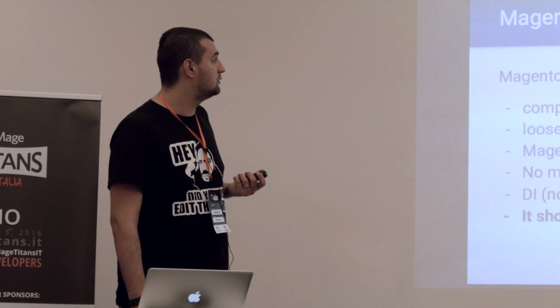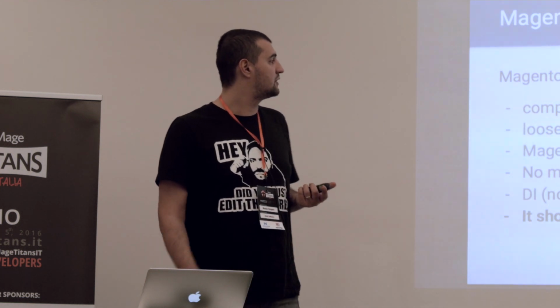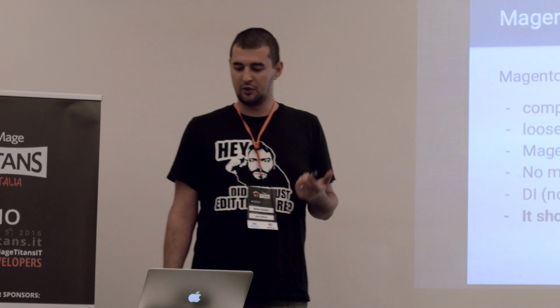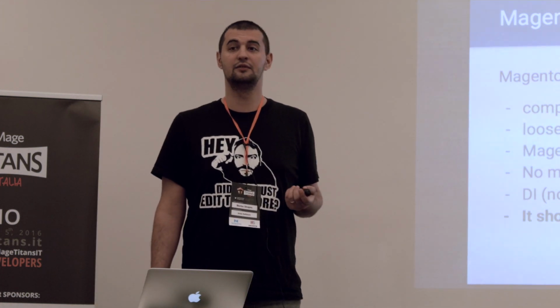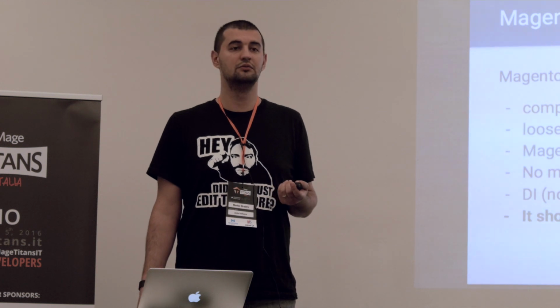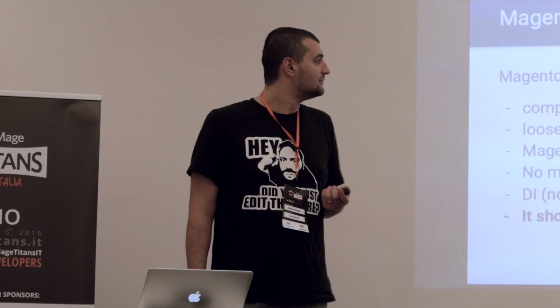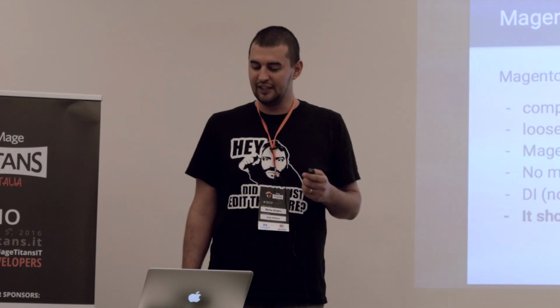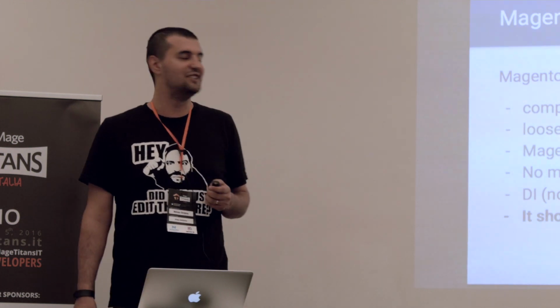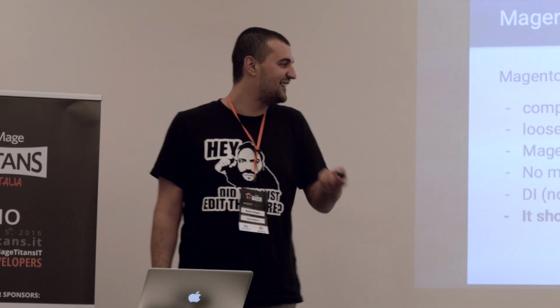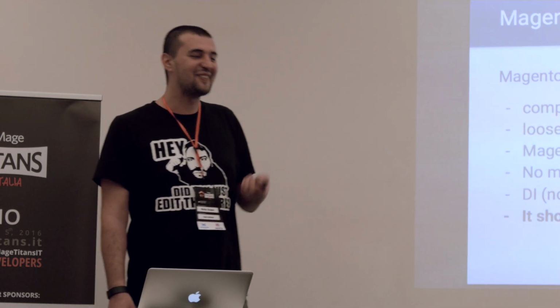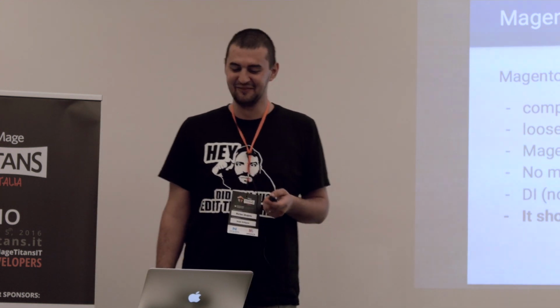But for Magento 2, it should be easier, right? We have Composer, we have loose coupling, we have a framework, we have dependency injection. Right? Should be easy, no? Wrong. Well, it's easier, but not easy. Yeah, you like the picture with the dependency injection. I thought someone would.